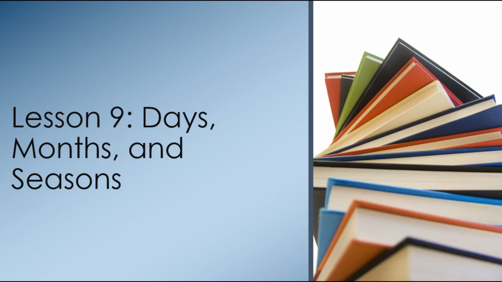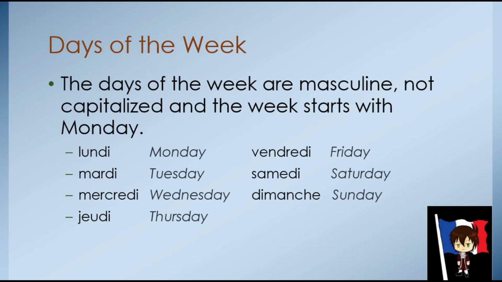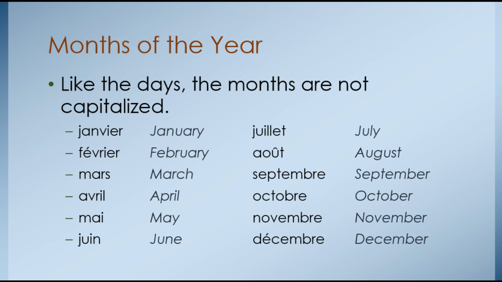Finally, we are in the last lesson, days, months, and seasons. Days of the week are masculine, not capitalized, and the week starts with Monday. First one is lundi, Monday, mardi, Tuesday, mercredi, Wednesday, jeudi, Thursday, vendredi, Friday, samedi, Saturday, and lastly for Sunday, that is dimanche. How about for months of the year?